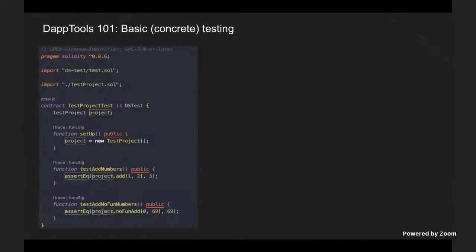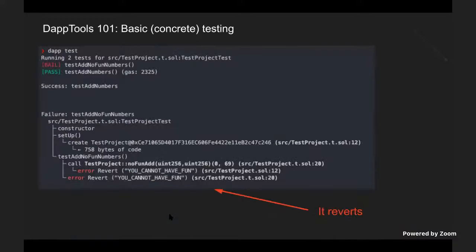Let's first just make a normal test like this that wouldn't revert. We have this test add no fun numbers. We assert that 0 plus 69 equals 69. But this is going to fail, right? Because our function reverts. So just as expected, if we run our test with dapp test again, we can see that it reverts. Test add no fun numbers. We can see noFunAdd.